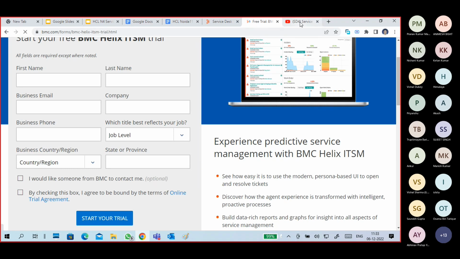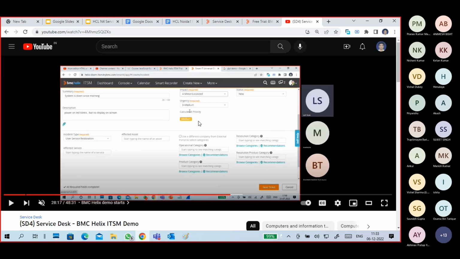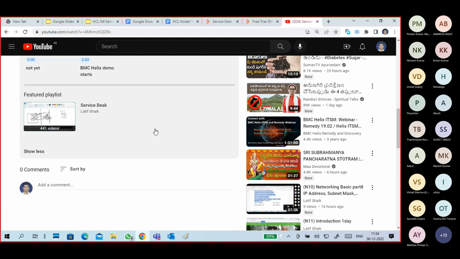In this video, I explained how to fill in those things and how to log into this demo very easily, without any worries about callbacks and all. I also explained what tickets look like and how to create a ticket, like a new incident ticket, and what the priorities, impacts and status are. I explained that somewhat.